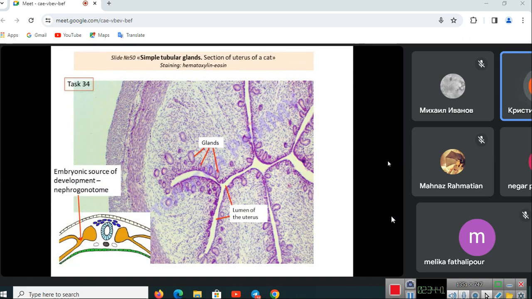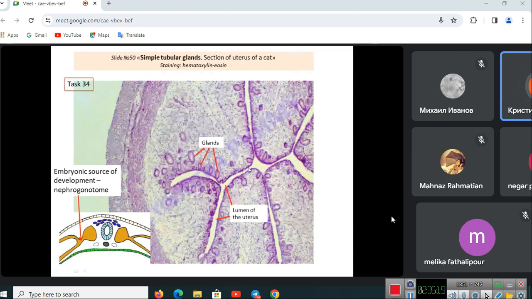Here you can see the section of the uterus of a cat. Uterus is the organ where a baby grows during pregnancy in women. So this is the cross section of the uterus. The uterus also has a cavity which is called lumen. It is here, the lumen of the uterus. It is not round in shape. It is like a star because it doesn't stay always open. So it's the normal shape of the lumen of the uterus.